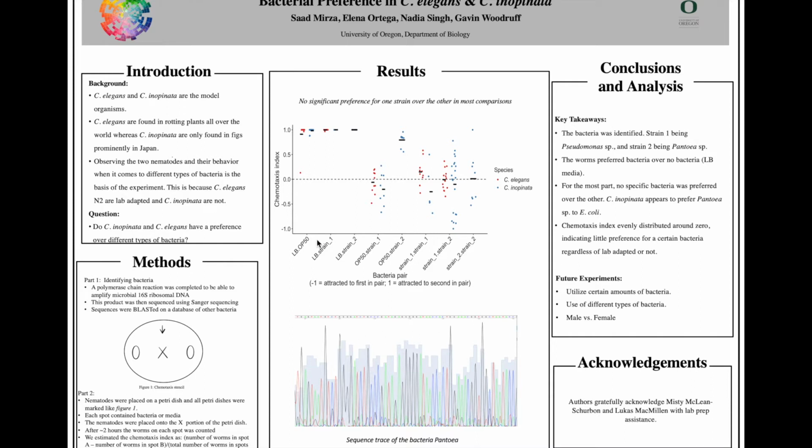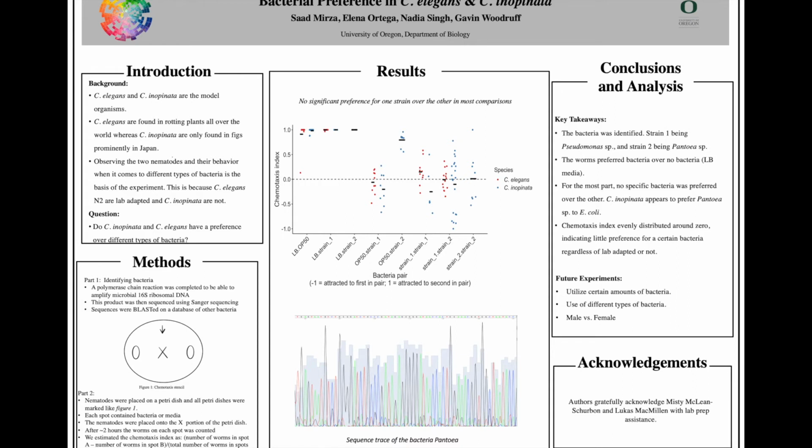Looking at this area over here, we can see and make the conclusion that bacteria was preferred over no bacteria. And looking over here, we can see that there was a very good distribution between the two bacteria strains, so there wasn't really much of a preference.